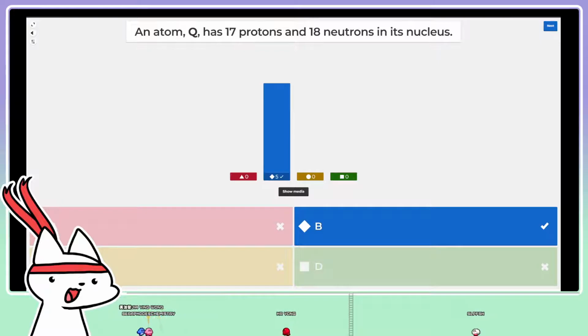Nice, everyone got it. So 2.8.7 means that it's a negative charge. That means you should gain one more electron. Answer would be B. Good.